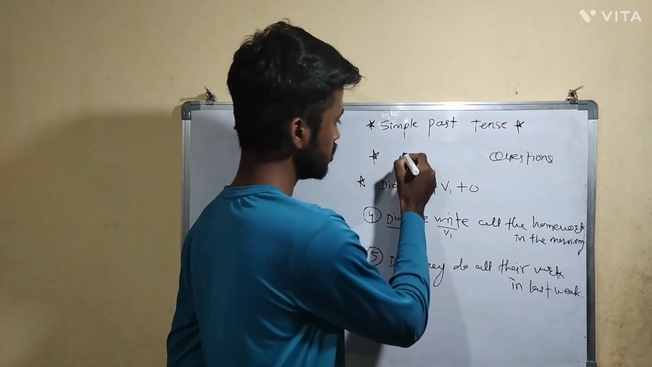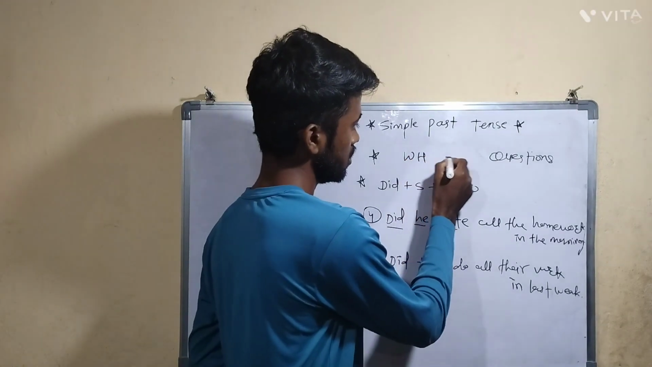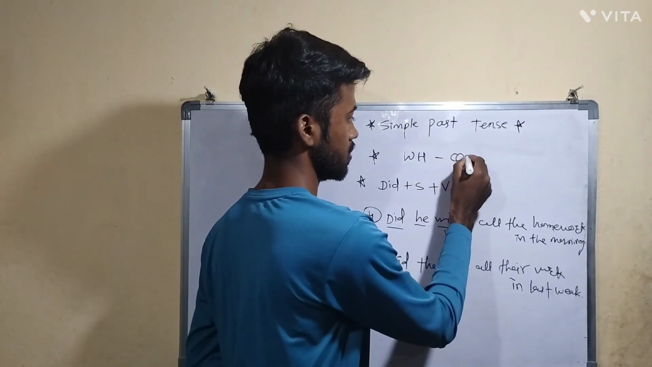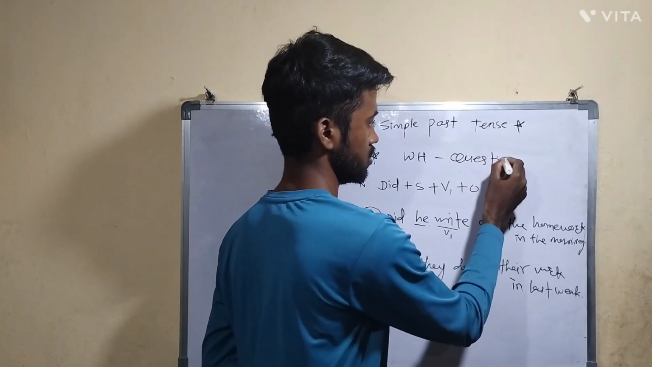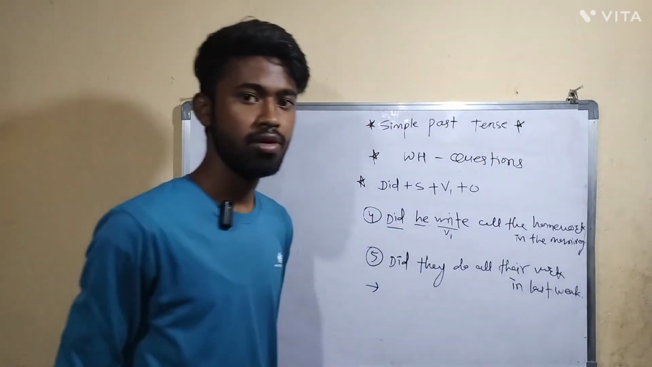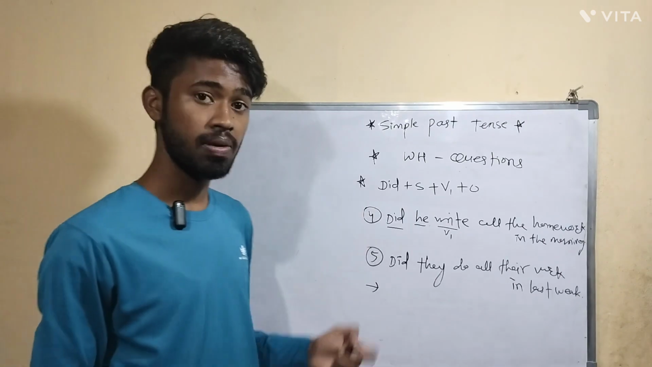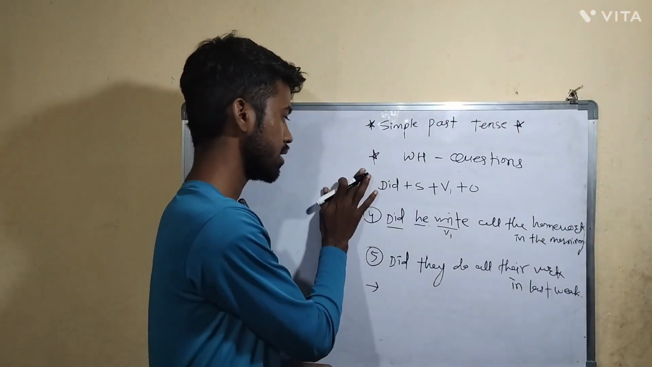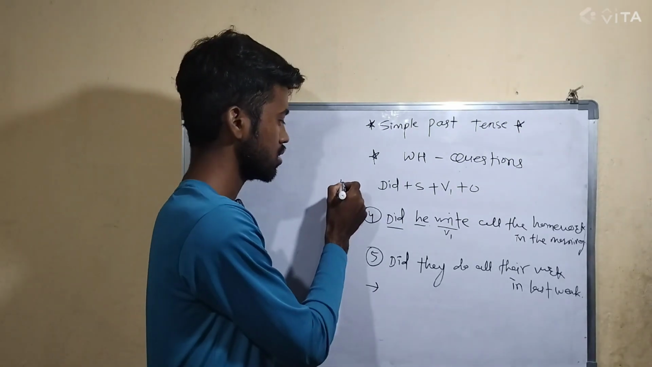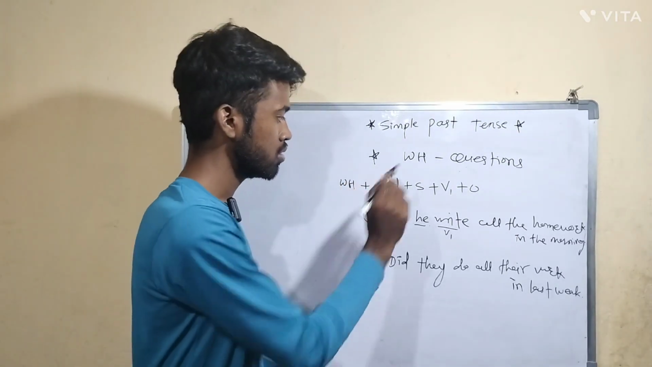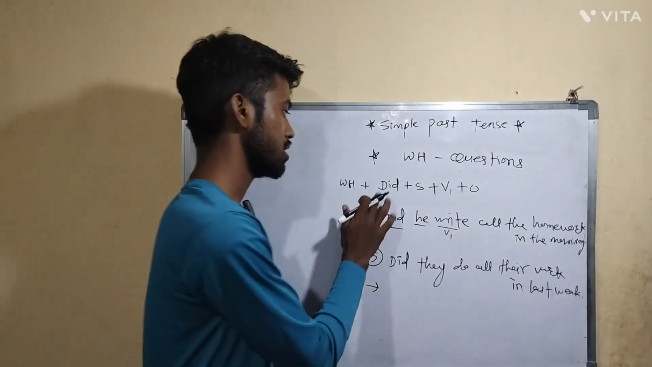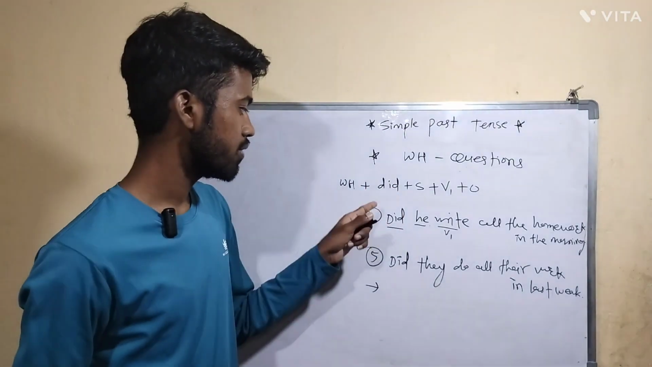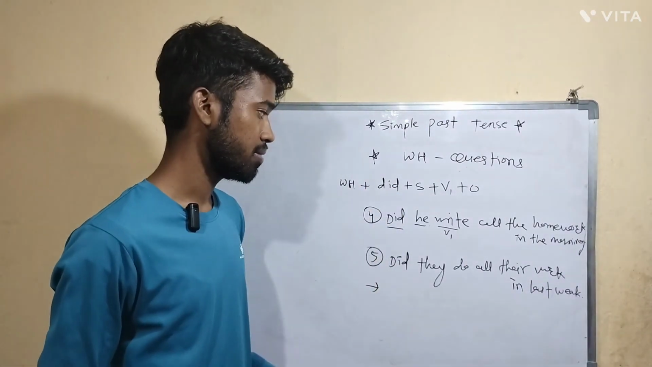WH questions. Now in WH questions, we just use WH words before these questions, right? Here the WH word will be there. WH word plus did plus subject. This should be small, right? It is coming at the second place. Whenever it is coming at the first place, then only it is capital. Otherwise, it's small.